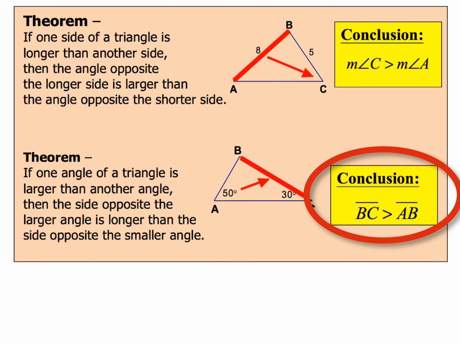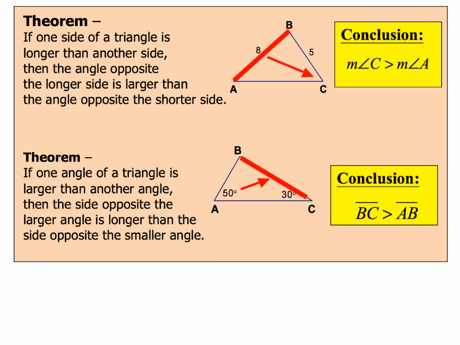Now again, that's one way that you could write each one of these conclusions. You could switch it around and say the measure of angle A is less than the measure of angle C. You could write it like that, or you could say segment AB is less than segment BC. So you could write it either of those ways. It doesn't matter as long as you get the inequality correct.